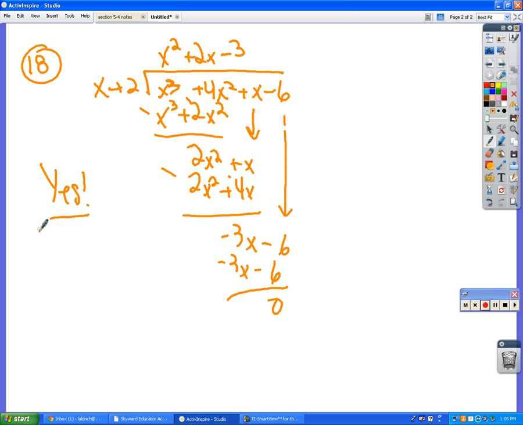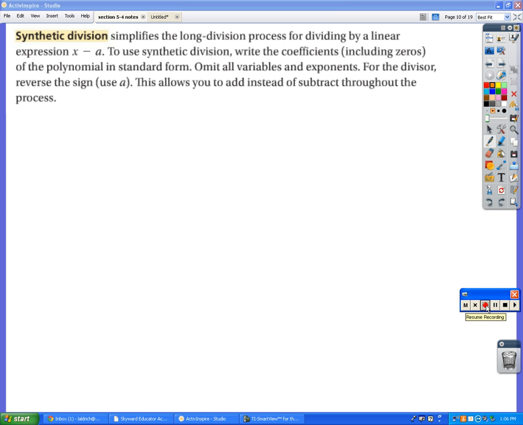Okay, will you pass those forward, please? Synthetic division takes the whole long division thing and simplifies it. Okay? So you're really going to enjoy this. It's a really easy thing to do.